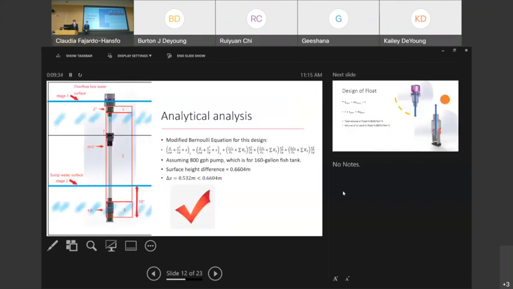So we did an analytical analysis for our prototype. And as I mentioned, we use the energy equation for flows in the pipe. And here is an expanded form for our design. We separated the whole device into 3 parts based on the different pipe diameters. And we define stage 1 as the overflow box water surface and stage 2 as the sump water surface. During the analysis, we assumed an 800 gallons per hour pump was applied. And actually, that's enough for a 160-gallon fish tank.